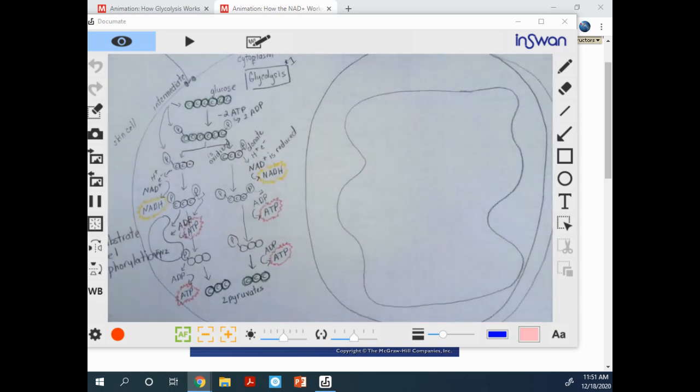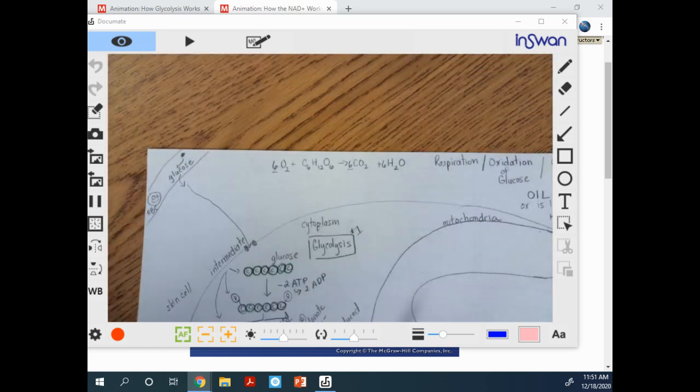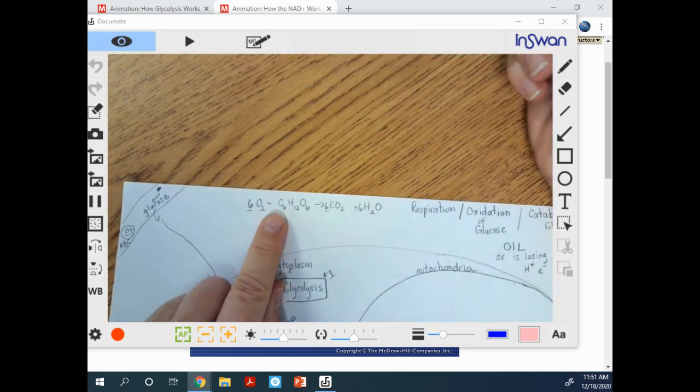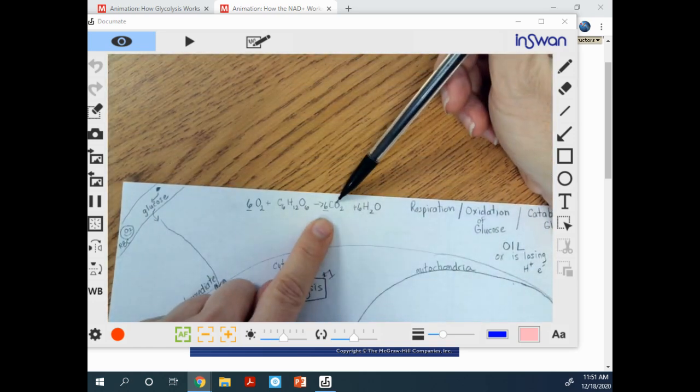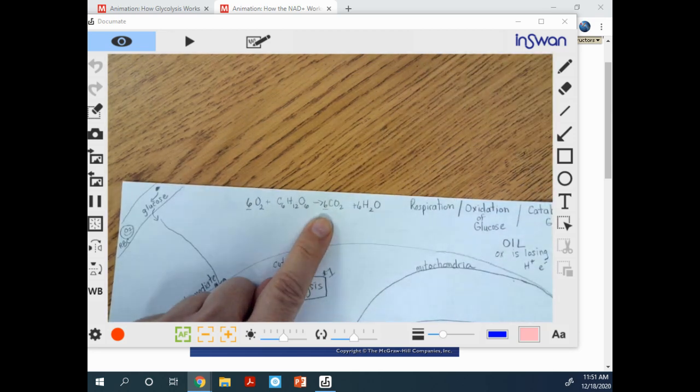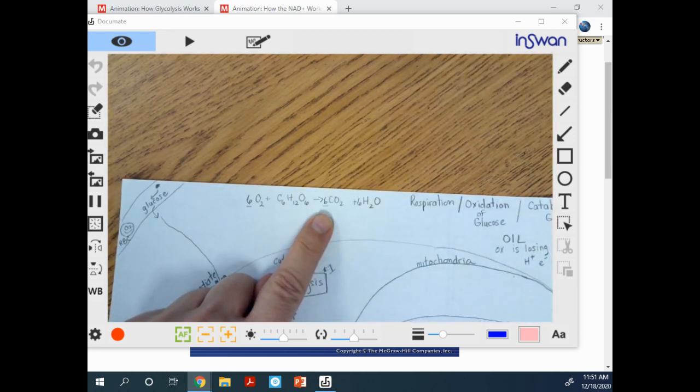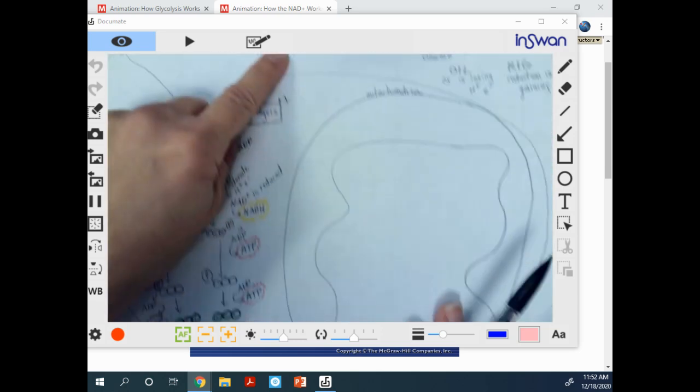And by the way, you can always tell if a carbon atom gets removed, because if a carbon atom gets removed, we will get CO2 produced. And I haven't written once CO2 in glycolysis. So no CO2 is made at all in glycolysis.